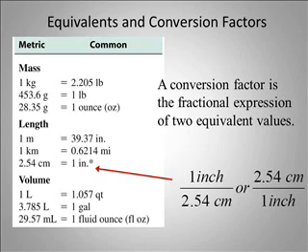The thing to remember is every time you see an equivalent expression, a conversion factor can be made that is the fractional expression of those two equivalent values. For example, if we say 2.54 centimeters equals 1 inch, you can write that as the fraction 1 inch over 2.54 centimeters, or 2.54 centimeters over 1 inch. This is called a conversion factor.